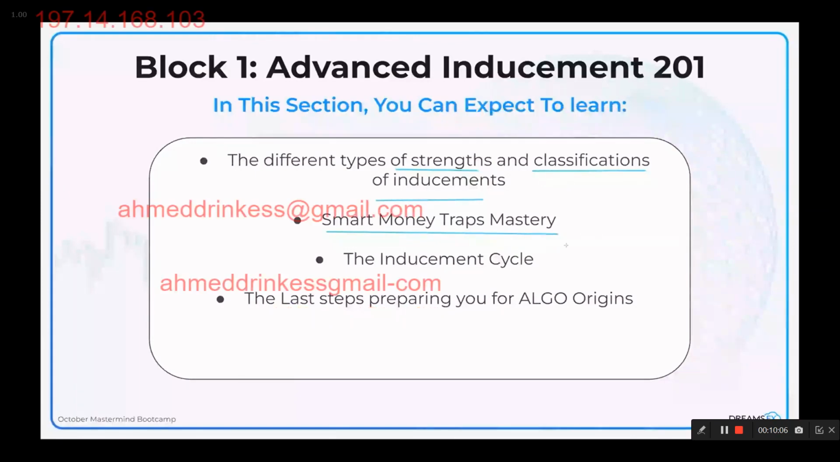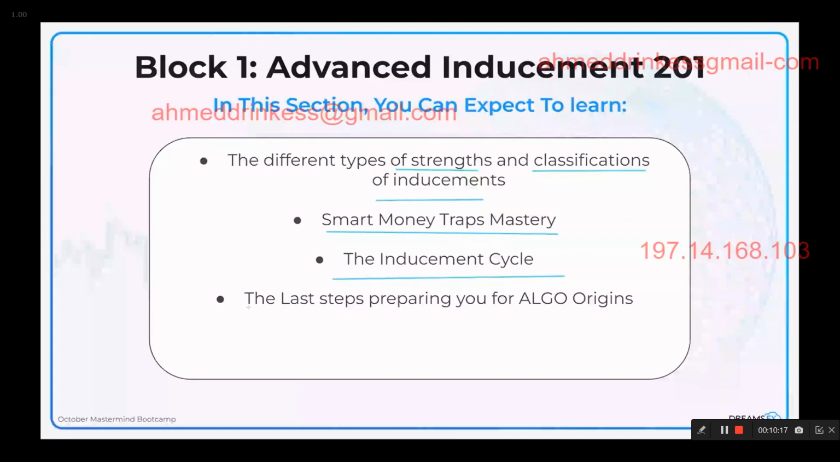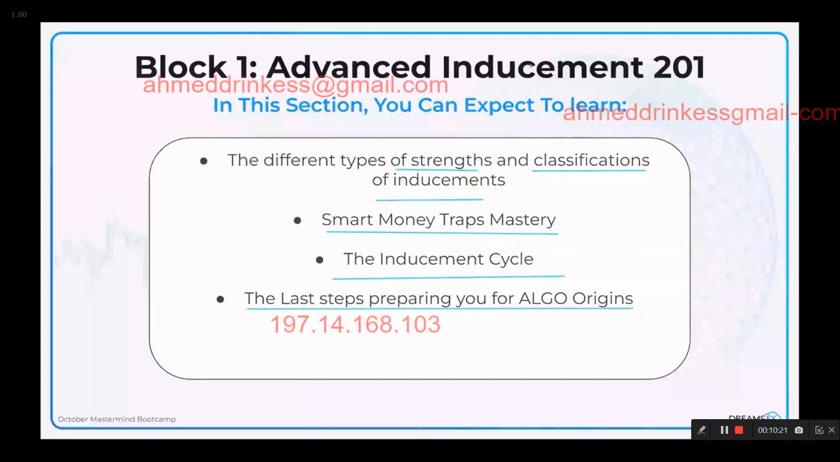and you might get confused. Do not worry. That's why it's important to master the inducement types, because it tells you where the SMTs are. You're going to be able to master the inducement cycle. And then the last step is preparing you for the algo origins, which is in block 2. We got a lot to cover today.